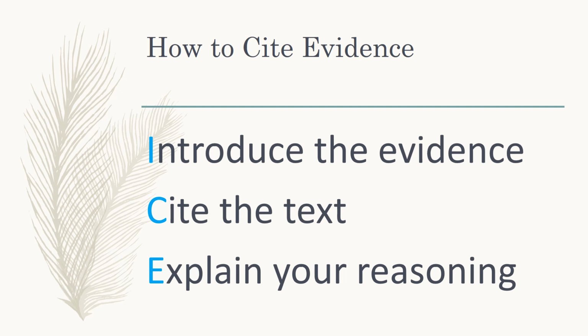When I ask you to cite evidence, I'm asking you to do three things. First, I'm asking you to introduce the evidence. Then I'm asking you to cite the text. And lastly, I'm asking you to explain your reasoning. So we'll call this the ICE method.